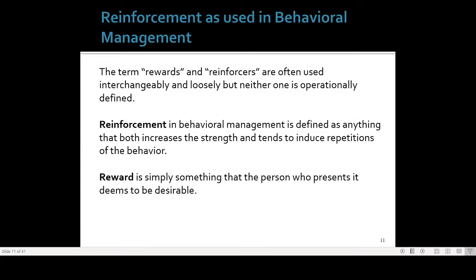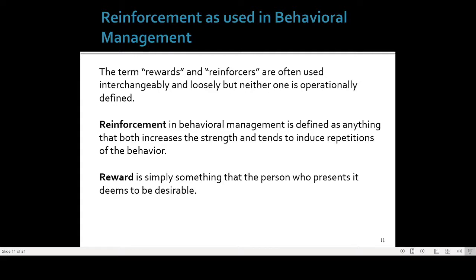Now, in order to do behavior modification, we use this term reinforcement. The terms reinforcement and reward are often used interchangeably and loosely, but neither one is operationally defined. But they have two different meanings. Rewards and reinforcements are not the same. Reinforcement, in behavior management, is defined as anything that both increases the strength and tends to induce repetition of behavior. So reinforcement means increasing the strength, and it leads to repetition of the behavior.